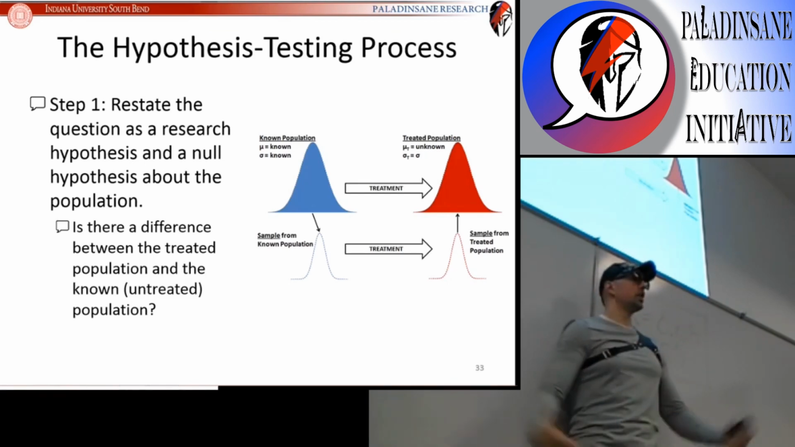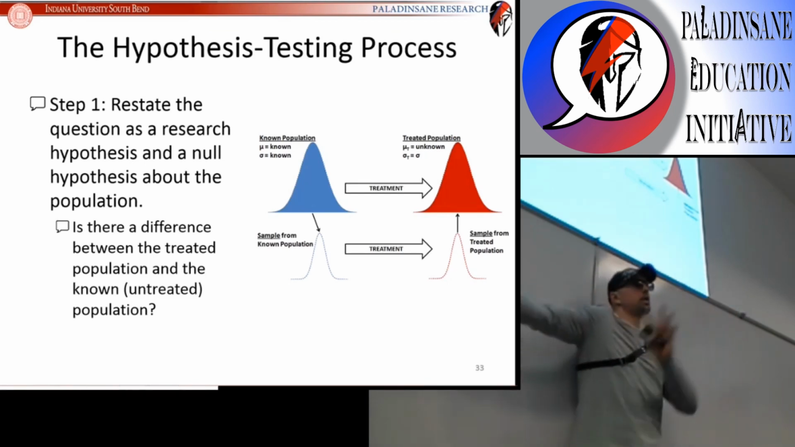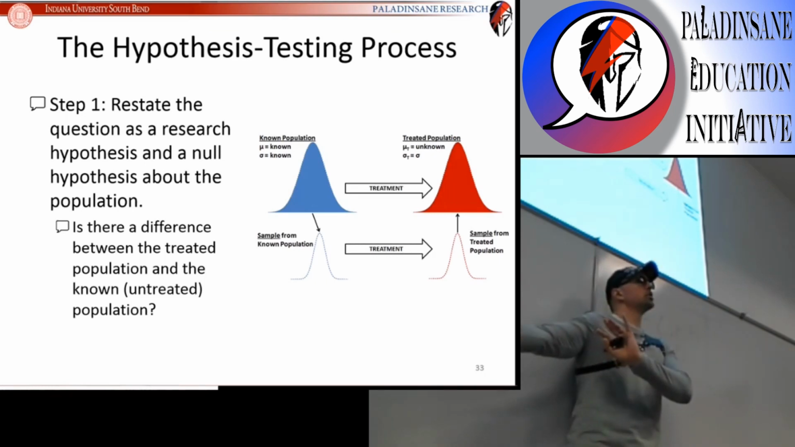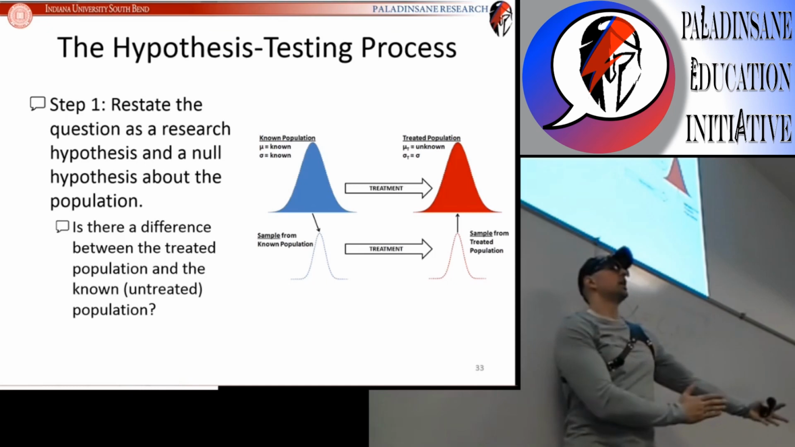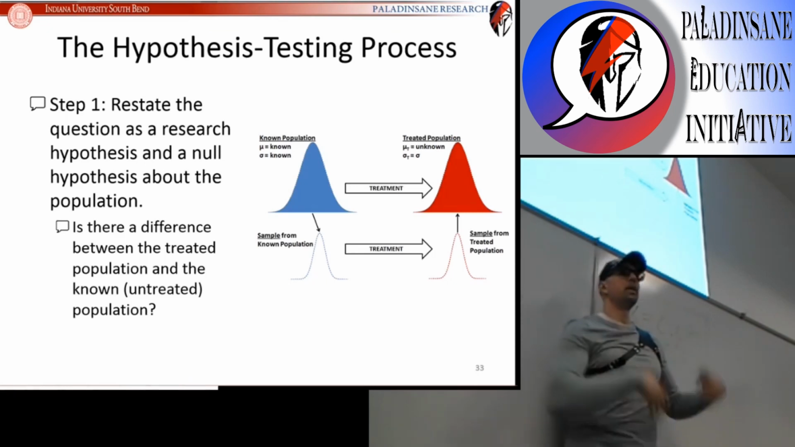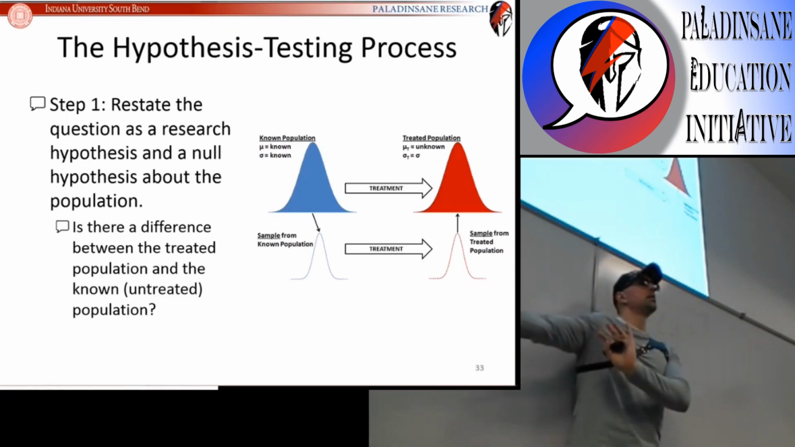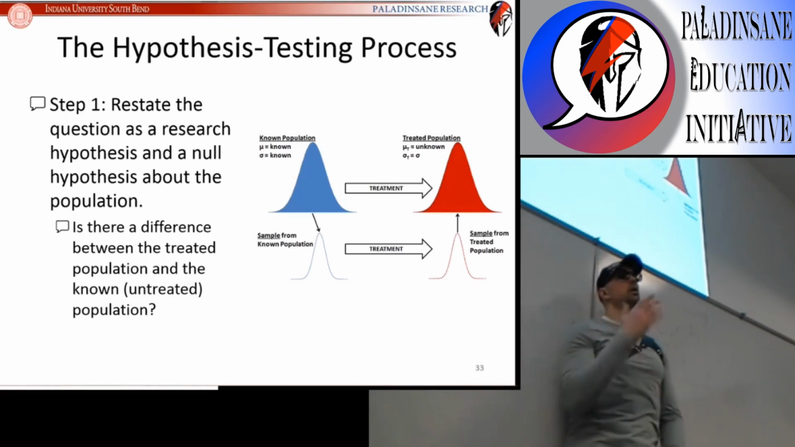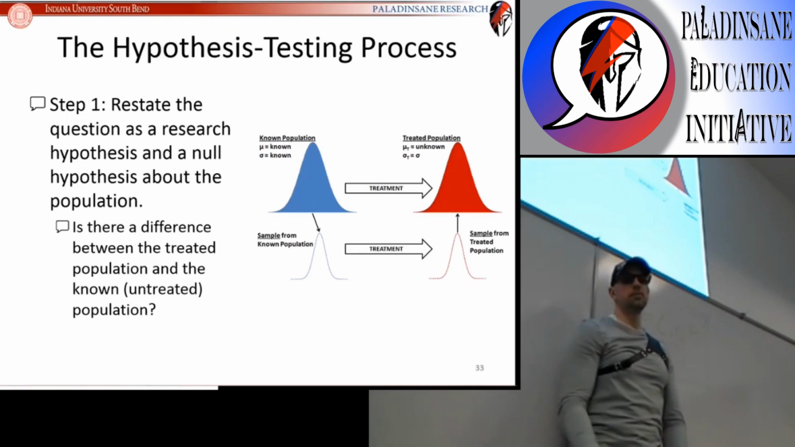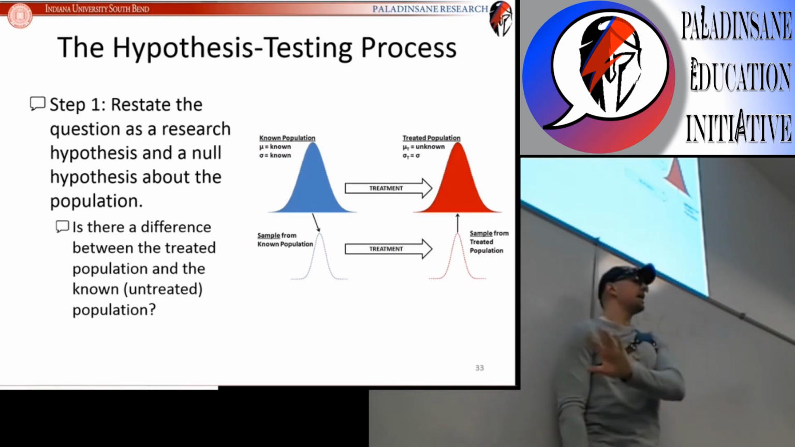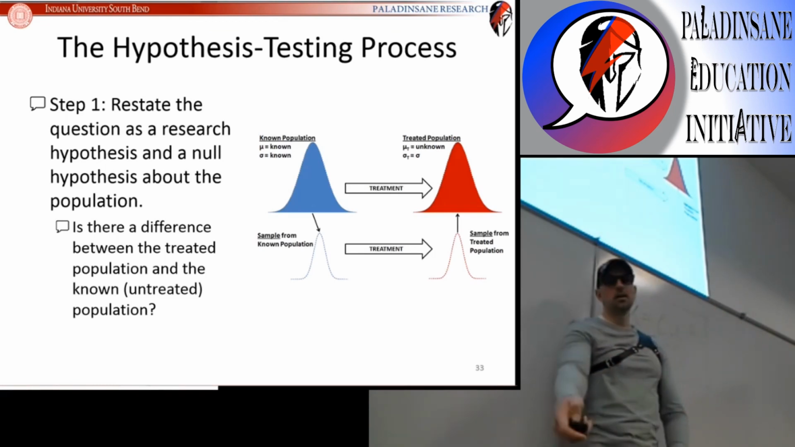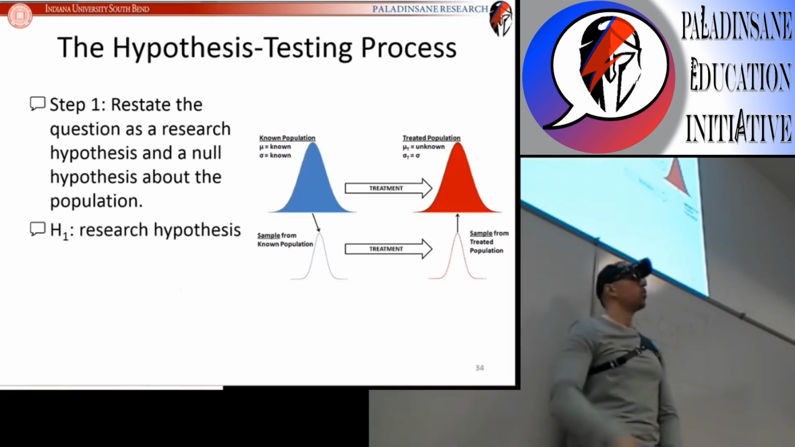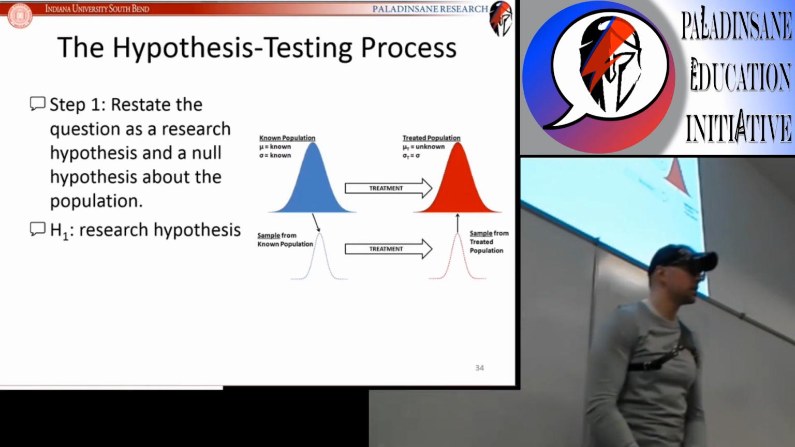Because usually we just want to know, is there a difference between a treated population and an untreated population? Is there a difference between autistic children that went through this program versus autistic children that went through a traditional program? Is there a difference between depressed people that took this drug versus depressed people that took another drug? That's usually what we want to know. Is there a difference between these 2 populations? That can't be tested statistically. What we need to do is get it down to 2 possibilities. One is the research hypothesis and the other one is the null hypothesis.